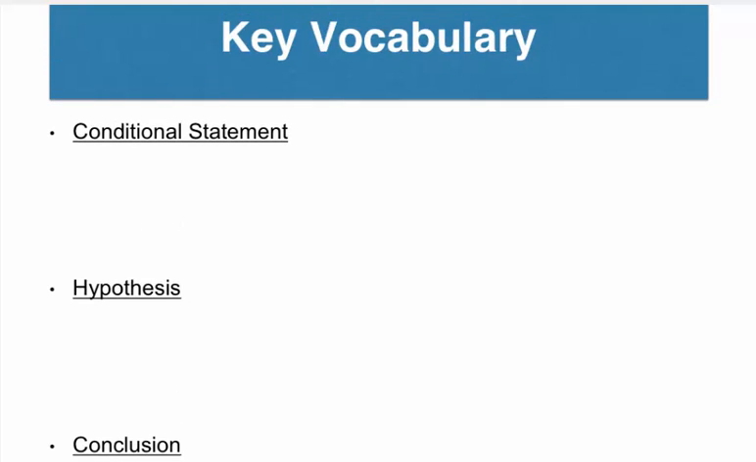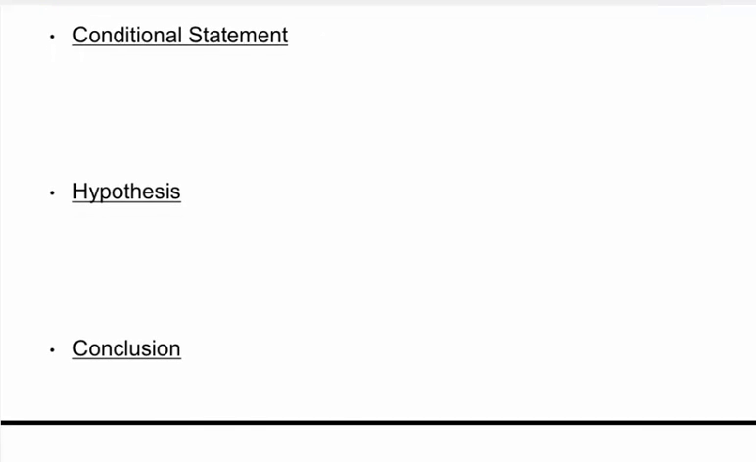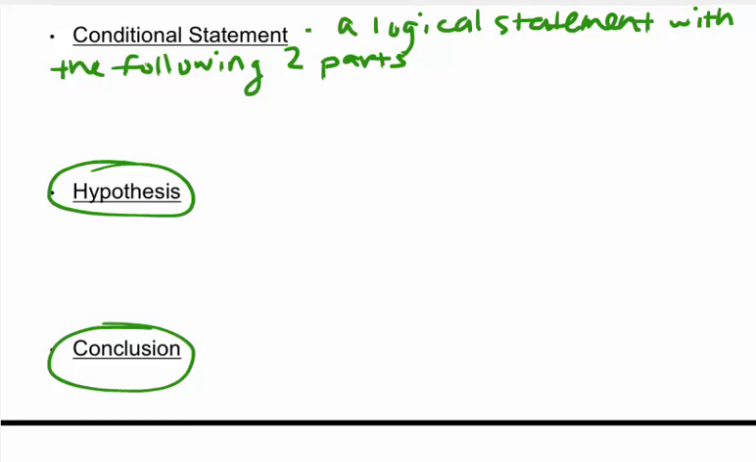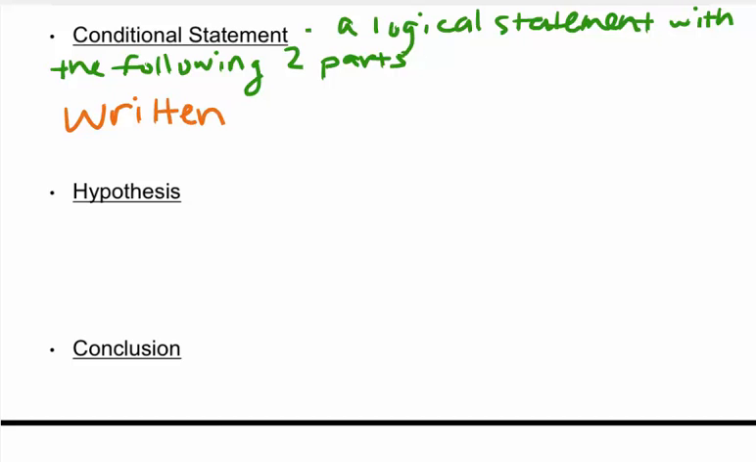We're going to start off with just some of this key vocab here. A conditional statement is just a logical statement with the following two parts: a hypothesis and a conclusion. And we're going to define what those things are. A conditional statement is usually written as an if-then format, with the if something, then something format.